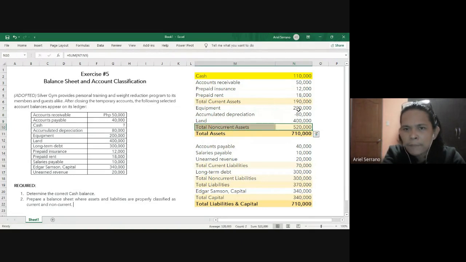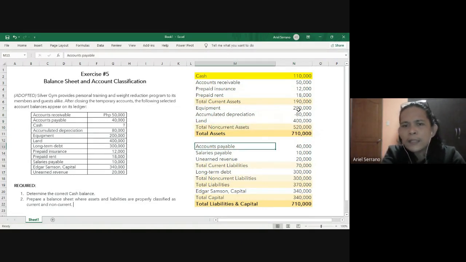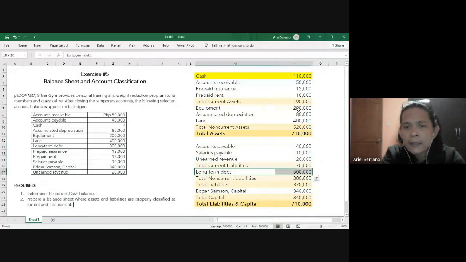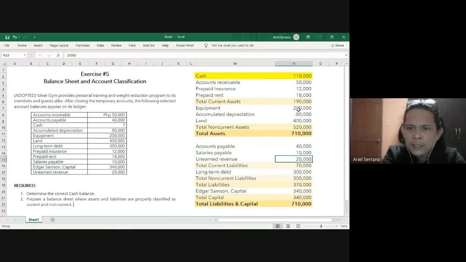Now, our accounts payable, salaries payable, and unearned revenue are your total current liabilities. They fall in the same category. We only have one non-current liability, which is your long-term debt. Of course, don't forget the corresponding amounts here.